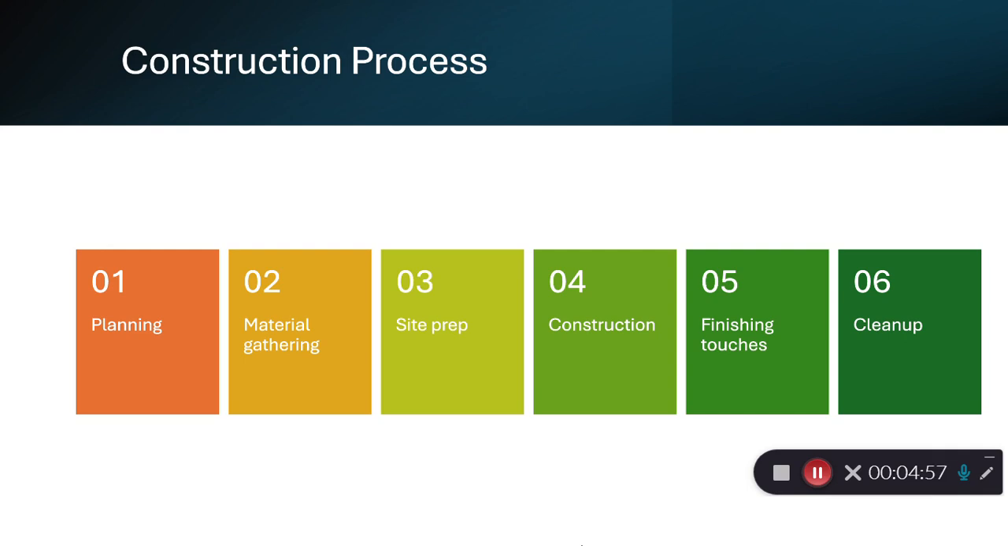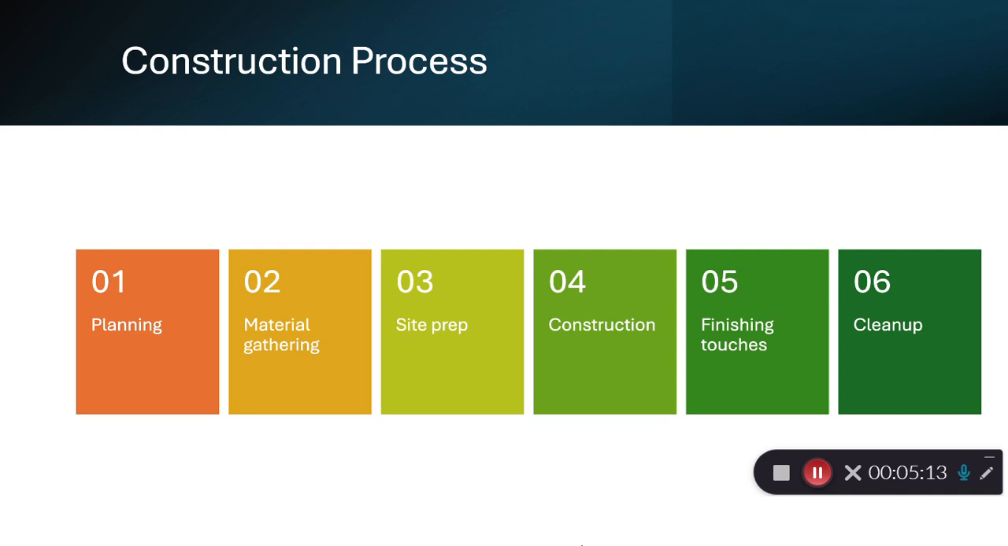So our first actual hands-on part of the project was the site prep. We went down to the building area and wanted to make sure it's clean, aesthetically pleasing, but also a safe working area. And you'll see that in the next slide.